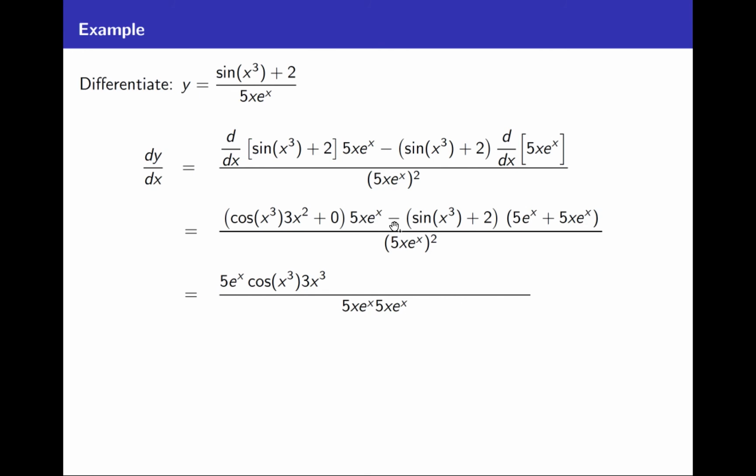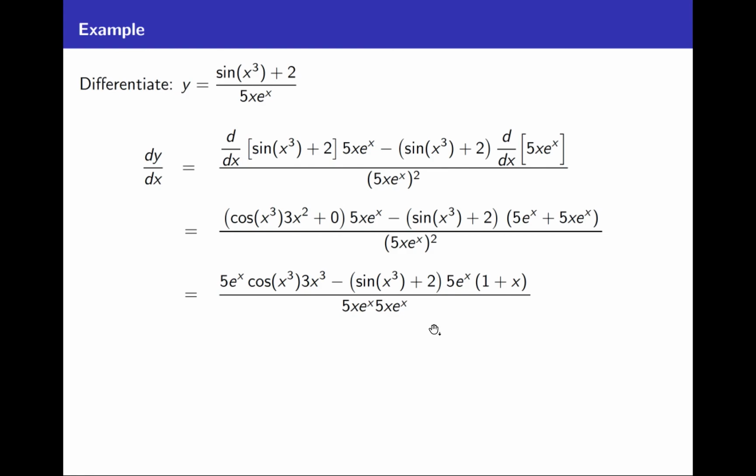And then we have minus the sine of (x cubed plus 2) times our expression here. And looking at this expression, this derivative of 5x e to the x, it looks like we could factor out a 5 e to the x from that. So let's do so. That's 5 e to the x times (1 plus x).